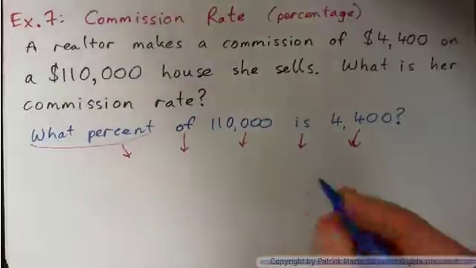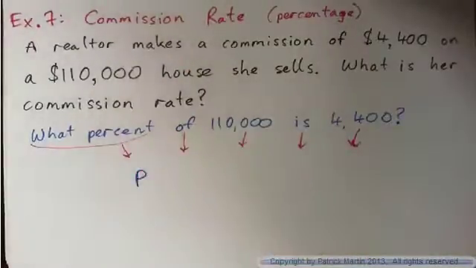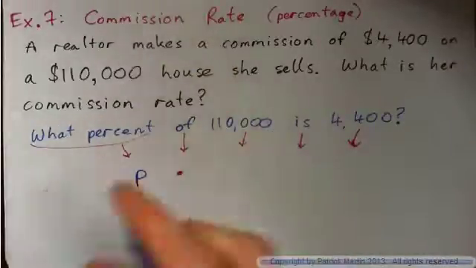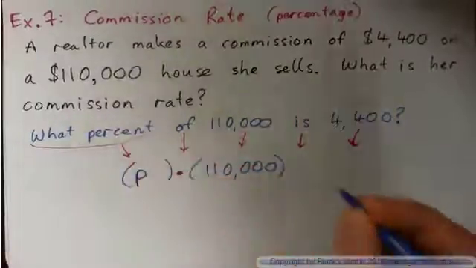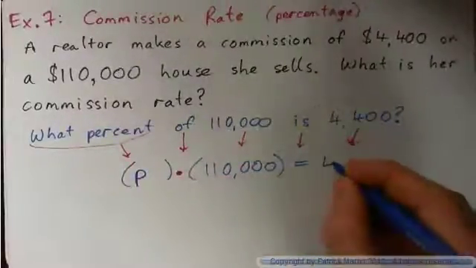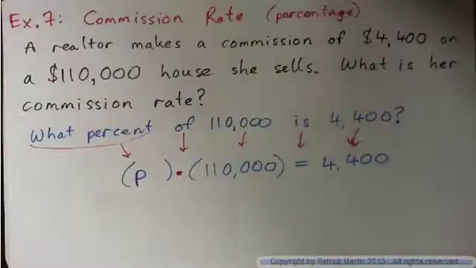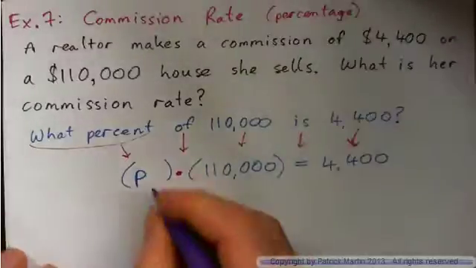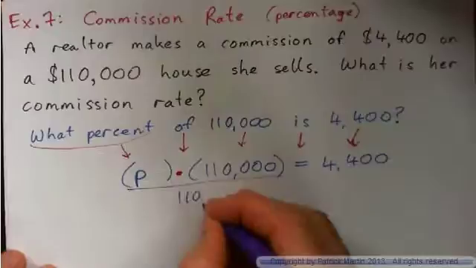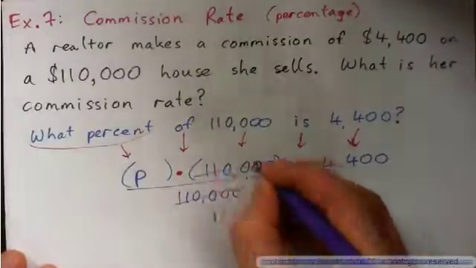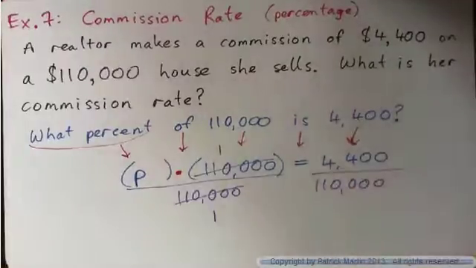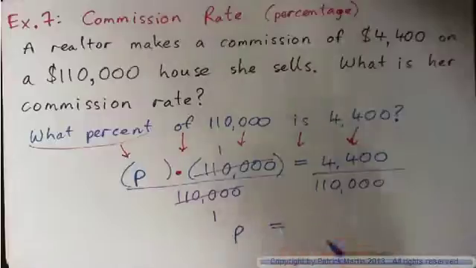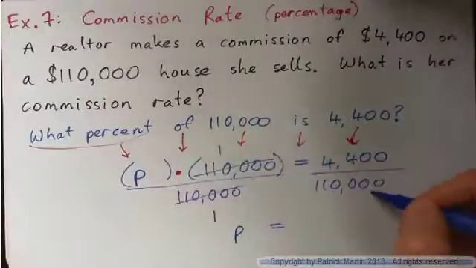Okay, I'll do it now. What percent? I usually like to write P multiplied by 110,000. So it's P times that, right? Is equals 4,400. Okay. So to get P by itself, I divide by 110,000. And these guys cross cancel, but I must divide this side also by 110,000. Okay, so we get P on the left.